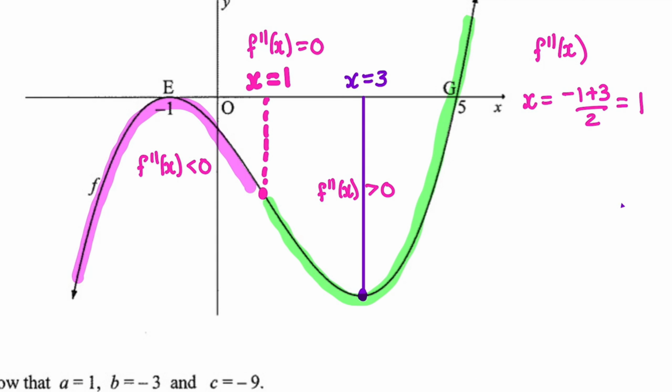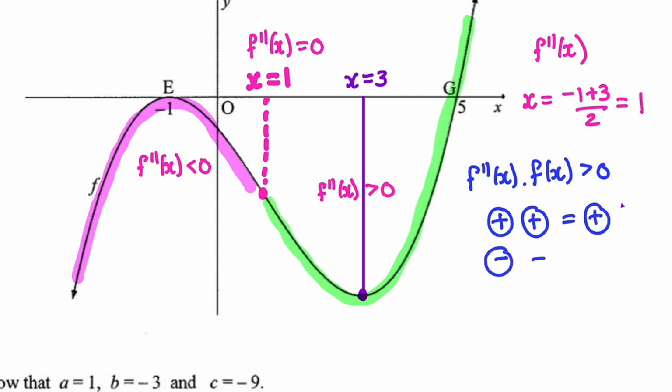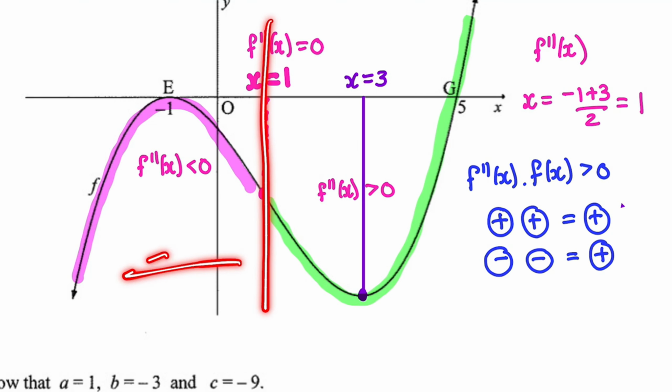Now the question said, where is f double prime x, or the second derivative, times f(x) bigger than 0? So in terms of multiplication, something would be bigger than 0 if we multiply a positive value with another positive value, so that will give me a positive result, or when I multiply two negative values with each other, which will also give me a positive result, which is bigger than 0.